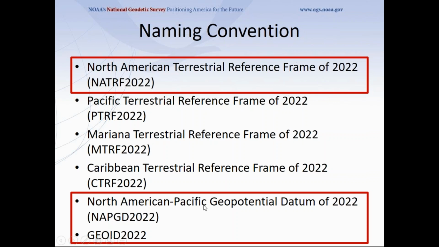So you can see we're not calling this vertical. This is geopotential. What that means is that our vertical datum, our way of measuring heights, is based 100% on gravity. It has nothing to do with leveled measurements. It will be a gravitational geoid model. So gravity and an ellipsoid height that comes from NATRF2022. A combination of NATRF2022 and GEOID2022 will give us our NAPGD2022 height. Okay, so our vertical, I'm going to say vertical, I don't want to, but I will, our vertical datum is going to be based just on GPS observations and an ellipsoidal height from those GPS observations and a gravity field.